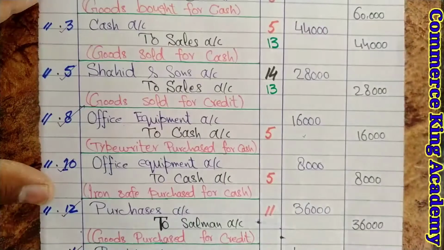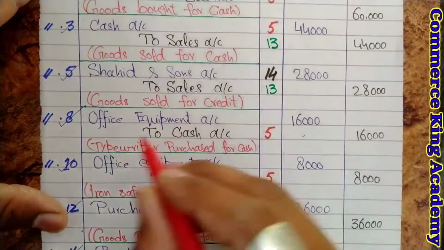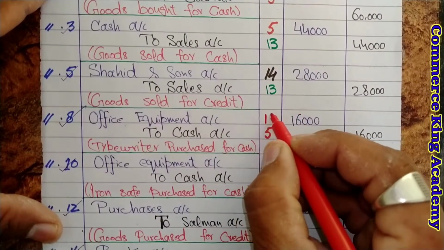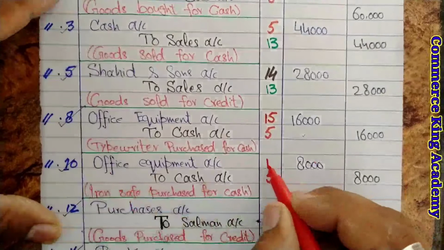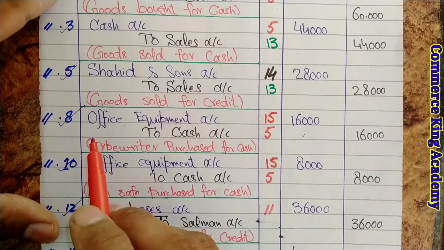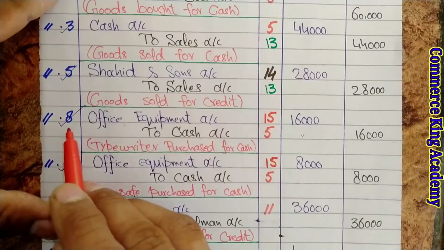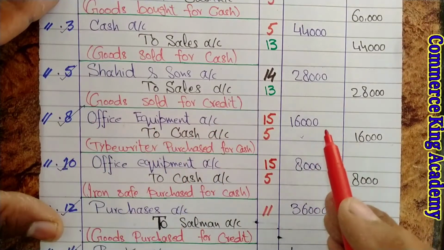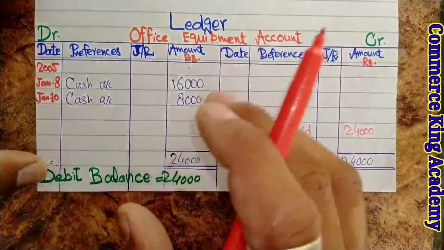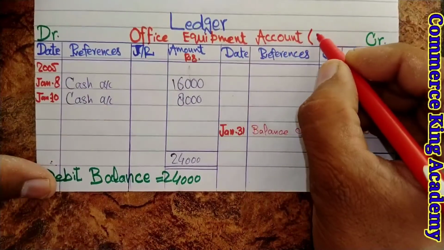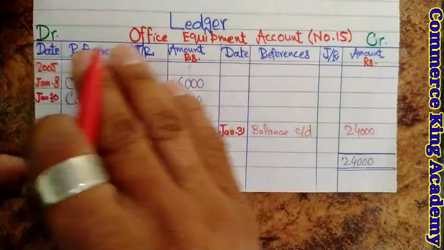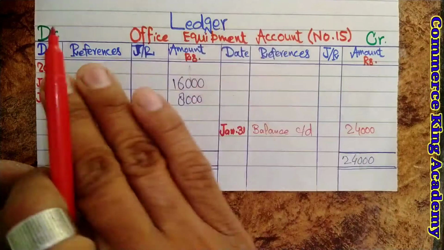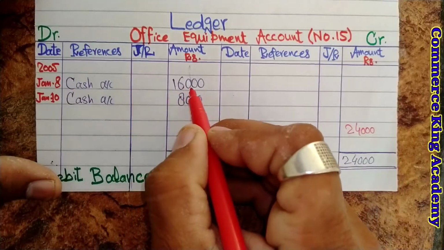The next account in the series is the office equipment account, and we will give it ledger folio number 15. This account has two entries in two transactions. On Jan 8th, office equipment account debited by cash account, amounting to 16,000 rupees. This is the ledger of the office equipment account, ledger folio number 15. Debit side and credit side are here.